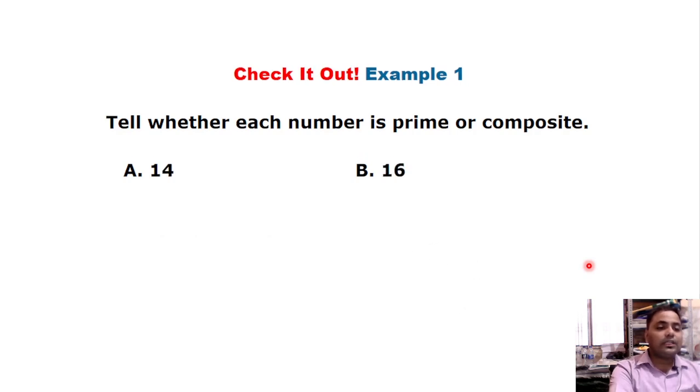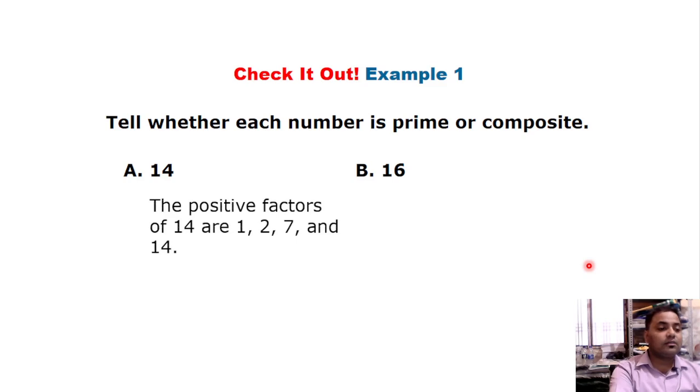Tell whether each number is prime or composite. 14, 16. 14 and 16 both the numbers are composite numbers because they have more than two factors, which are 1 and itself. Like 14 has the factors 1, 14 and also 2, 7. So 14 is a composite number, same as 16.